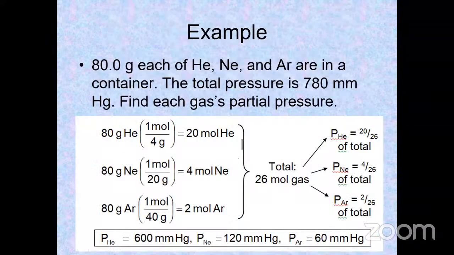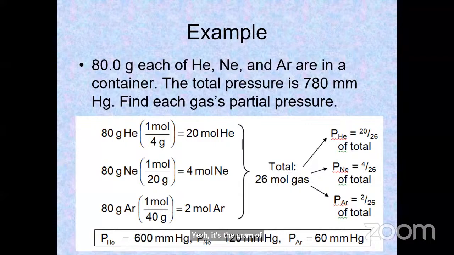We have another example here. 80 grams each of helium, neon, and argon are in a container. The total pressure is 780 millimeter mercury. Find each gas's partial pressure. So we are given 80 grams of helium, 80 grams of neon, and 80 grams of argon.